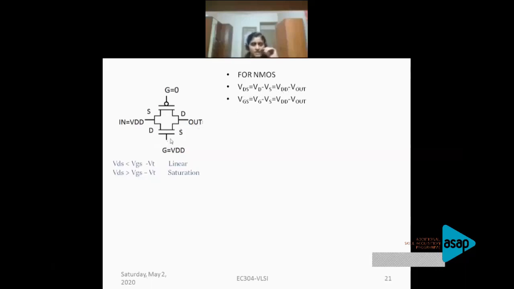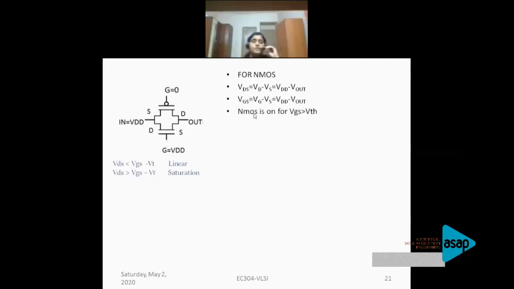Same way, VGS is nothing but VG minus VS, which is VDD minus V out. VG here is VDD, VS is V out. So VGS is also VDD minus V out. Okay, so both the VDS and VGS equations are the same. So we've written the equations for VDS and VGS.